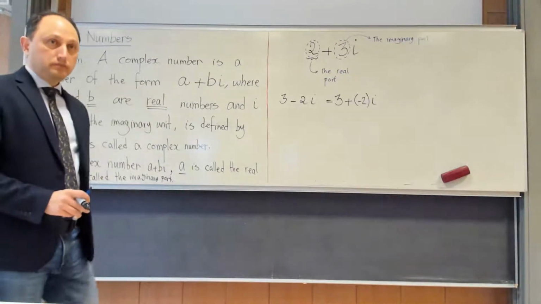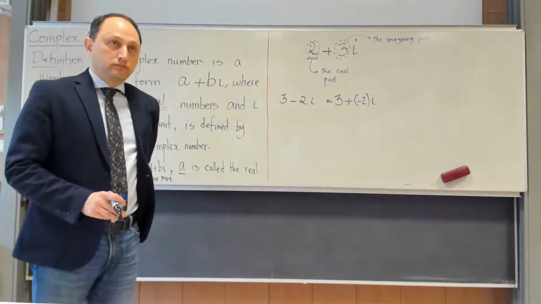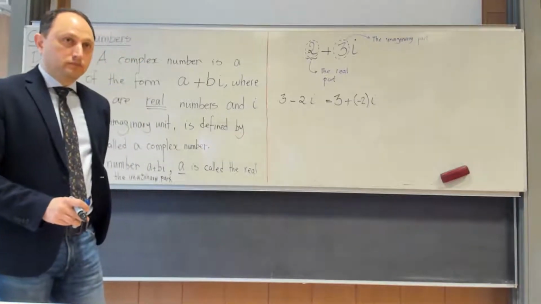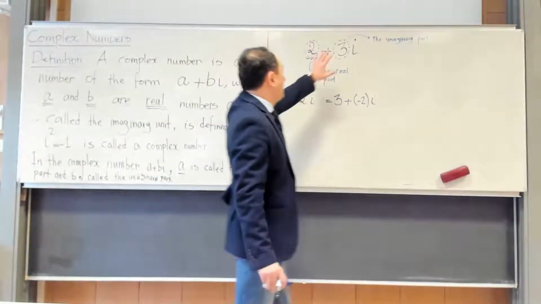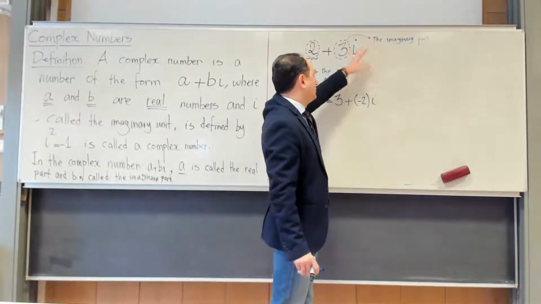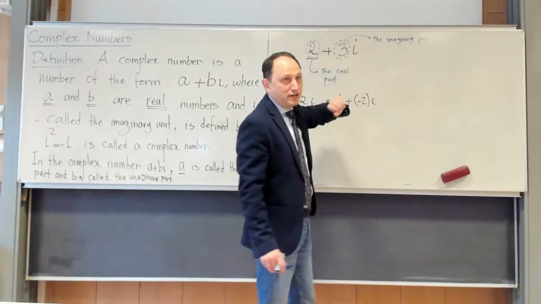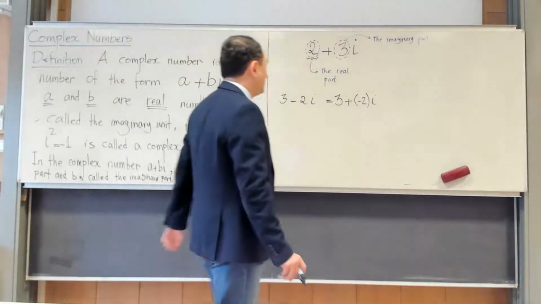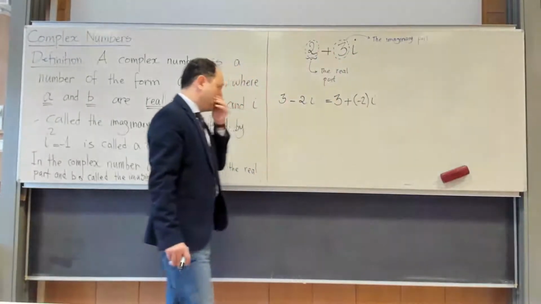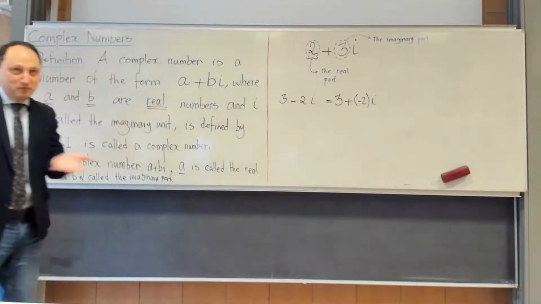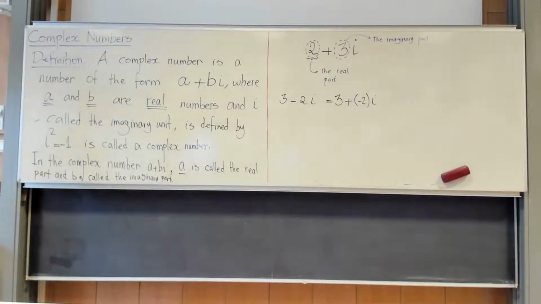Yes, please? Why do you say that the imaginary part is -2? Why not -2i? No, that is the definition. That's a little bit unfortunate. You can say that this part is the imaginary part. You are right, but this number is called the imaginary part. Okay, the number next to i is the imaginary part by the definition. You could define it in a different way, but this is the way that they have defined it.